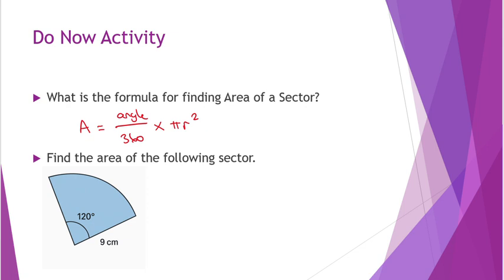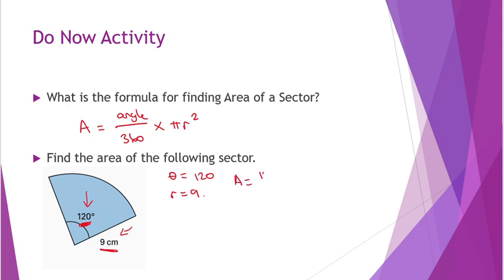Now, question two, find the area of the following sector. Just looking at this, I've got an angle of 120 degrees and a radius of 9 centimeters. To clarify, there's only two things you need to find the area of a sector: the internal angle and the radius. So I'll write theta is equal to 120 and r is equal to 9.